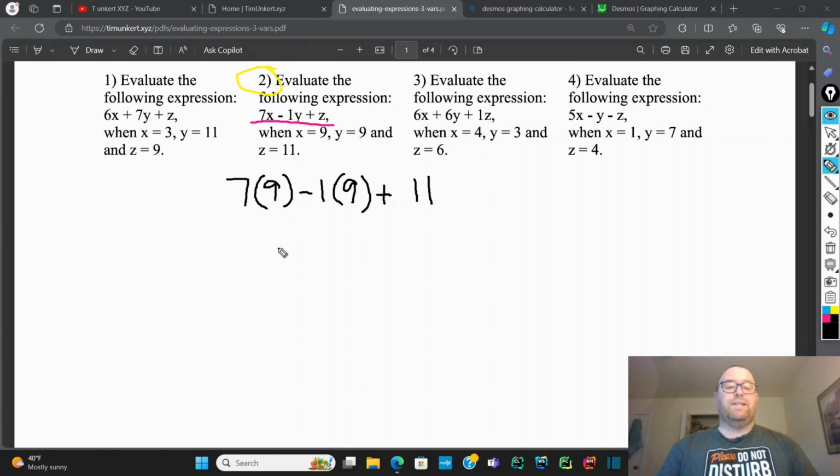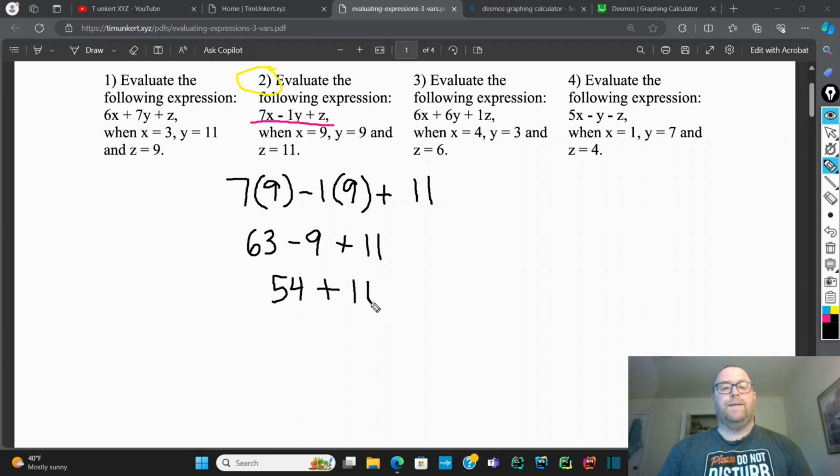Okay, so 7 times 9 is 63. Minus 1 times 9 is 9. Plus 11. So we've got subtraction and addition. We can do the subtraction or addition from left to right. We have the subtraction first. So 63 minus 9 is going to be 54. Plus 11 is going to be 65.